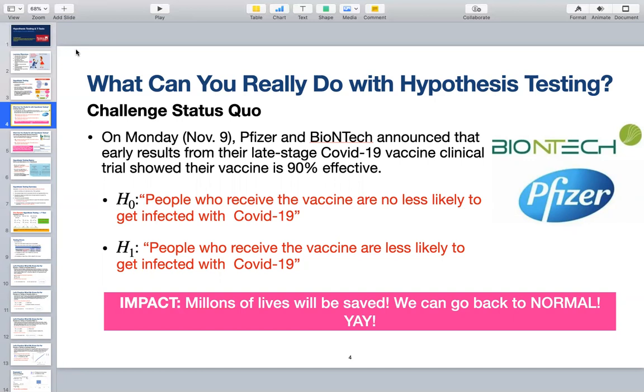If we, for example, reject the null hypothesis based on the data that they collected, it means that we are rejecting the claim that people who receive the vaccine are no less likely to get infected with COVID-19. It means that when we reject this, we are in favor of the alternative, meaning that people who get the vaccine are going to show strength against the COVID-19 disease. Well, thanks to their science, their vaccine, their clinical trials and statistical analysis, millions of lives will be saved, right? So that hopefully we can go back to normal.